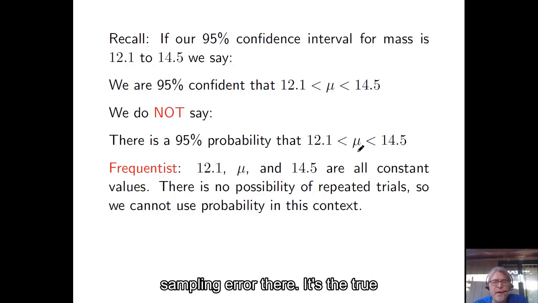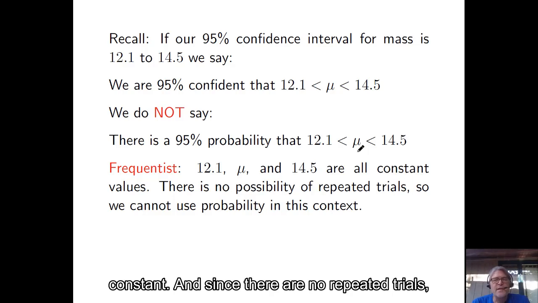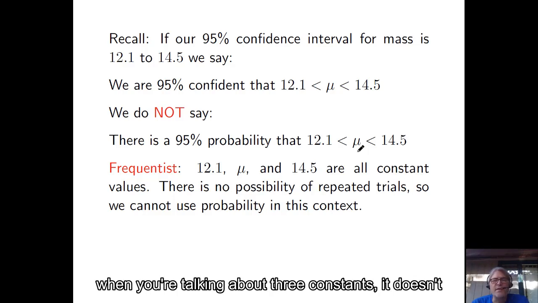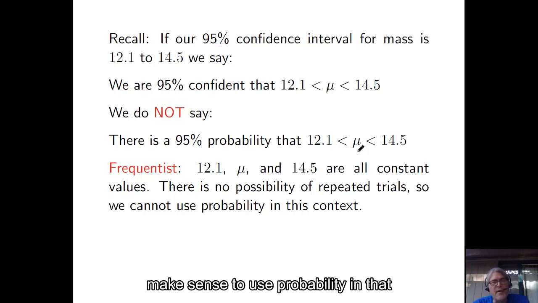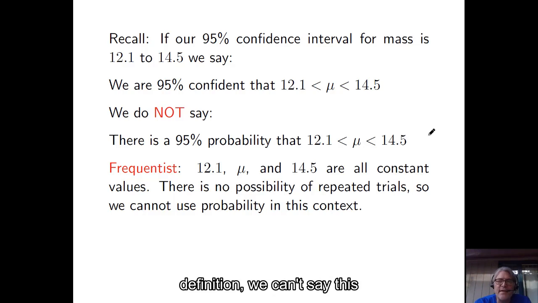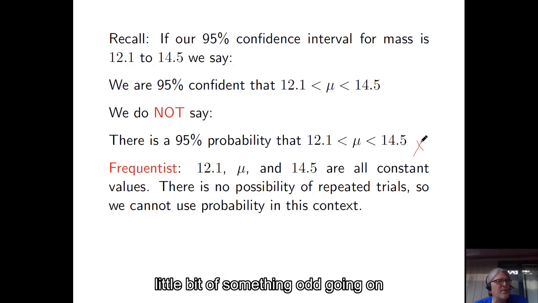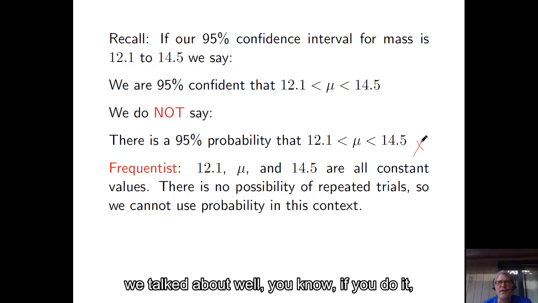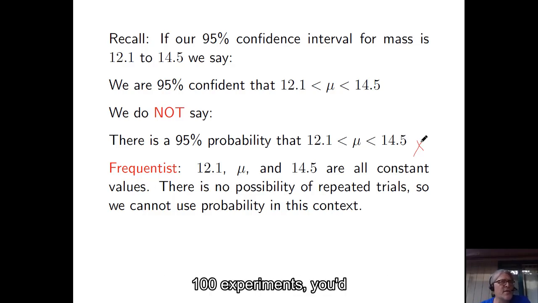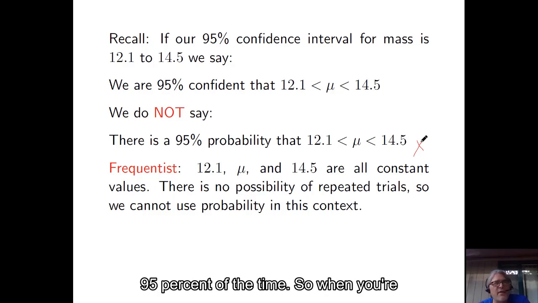There's no sampling error there. It's the true value of the mean of the entire population by definition. So whatever value it is, it's a constant. And since there's no repeated trials when you're talking about three constants, it doesn't make sense to use probability in that context. So there's sort of a semantic argument that by definition we can't say this because it's not a context in which we should be using probability. And that's a reasonable explanation. But there's also a little bit of something odd going on there, because you'll remember that we talk about, well, if you did 100 experiments, you'd expect the truth to be in the confidence interval 95% of the time.